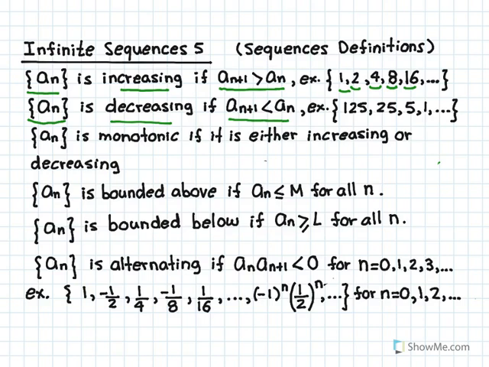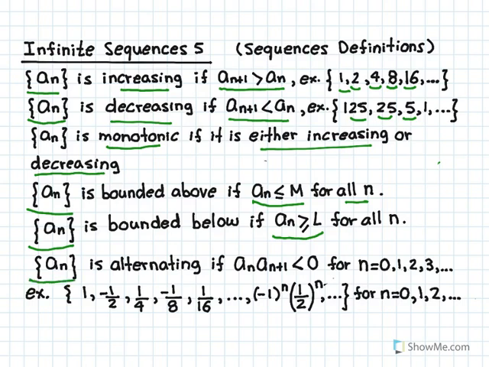And likewise, we say a sequence an is decreasing if every successive term is less than the previous term. So we have 25 is less than 125, 5 is less than 25, and it becomes progressively smaller in magnitude. And we say a sequence is monotonic if it's either increasing or decreasing. We say a sequence an is bounded above if an is less than or equal to m for all n. So you can think of m as an upper bound for the sequence. We say the sequence an is bounded below if an is larger or equal to L for all n. So you can think of L as a lower bound for the sequence.